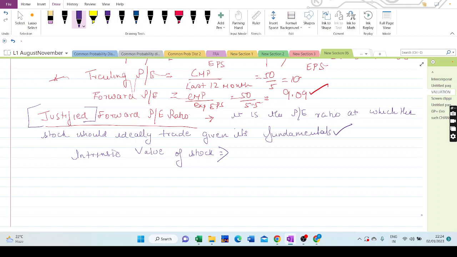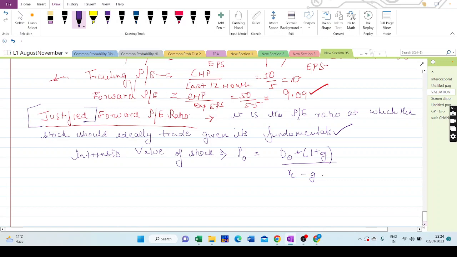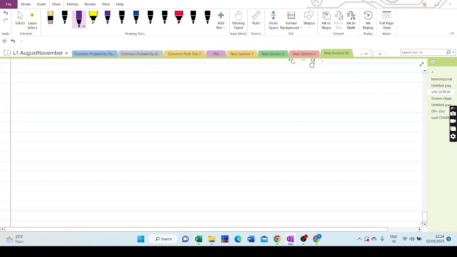Last year's dividend D0 into 1 plus growth rate. Yes, so we said that the intrinsic value of the stock P0 is equal to D0 into 1 plus growth rate divided by RE minus G. Or this equation can be rewritten as P0 is equal to D1 by RE minus G, because D0 into 1 plus G to the power 1 is nothing but D1.